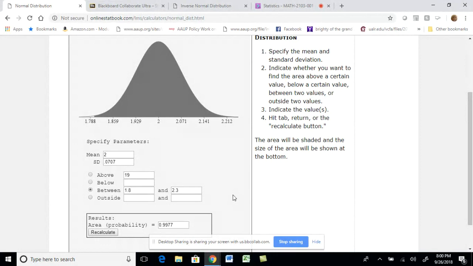So we do know the mean. We know the population mean is 2. We're asking what's the probability, or the chances, that our sample mean is between 1.8 and 2.3? And it's 99.77% that it's between those values.